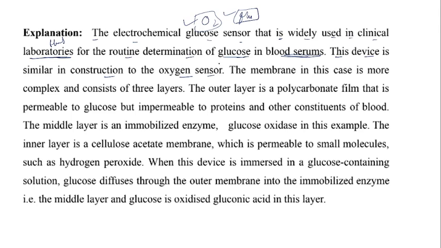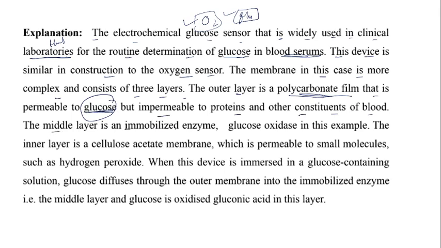Okay, the membrane in this case is more complex and consists of 3 layers. The outer layer is a polycarbonate film that is permeable to glucose. It will be permeable to glucose, but it will restrict other constituents like proteins and so on. So it will only permit glucose, but is impermeable to protein and other constituents of blood.